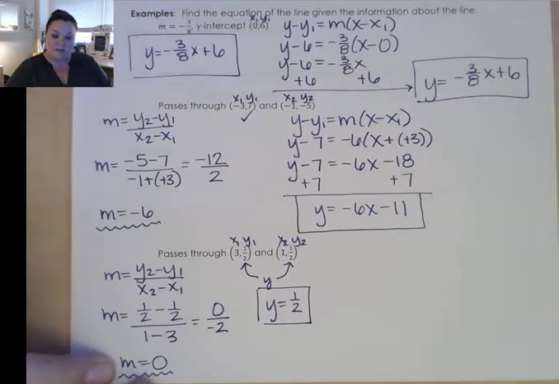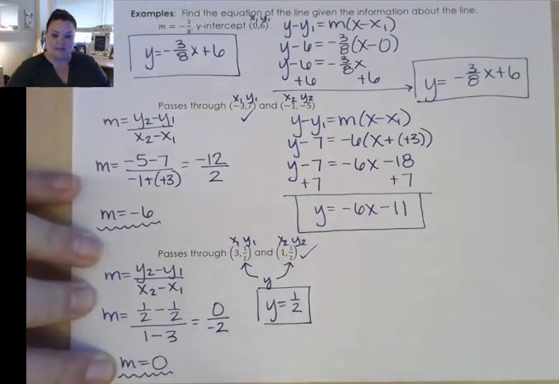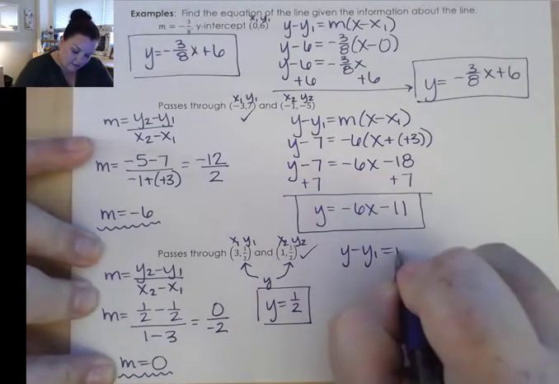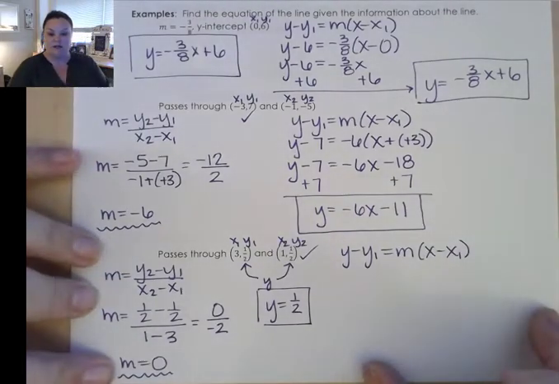So we know our slope is 0. Now we just need to pick one of these points. I'm just going to pick the second one. And we can plug it into y minus y1 is equal to m times x minus x1, our point slope formula.